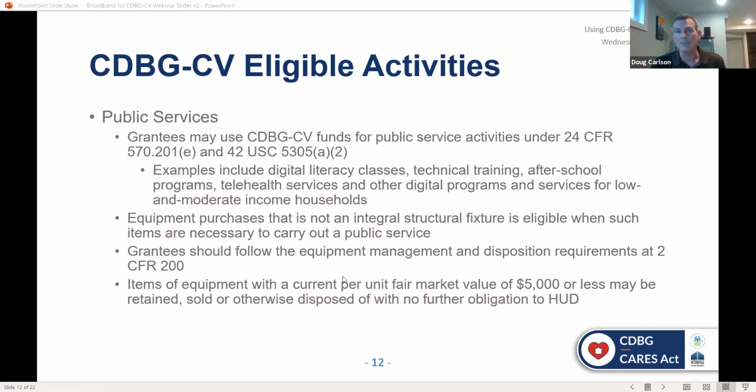You could retain them to have the program start up again at a later date. You could use them for another eligible purpose. Or if you wanted to, for some reason, you could dispose of that equipment, provided that they meet the benchmark of being $5,000 or less. So it is possible to buy equipment and provide services and then retain that equipment and use it again for a service at a later date.